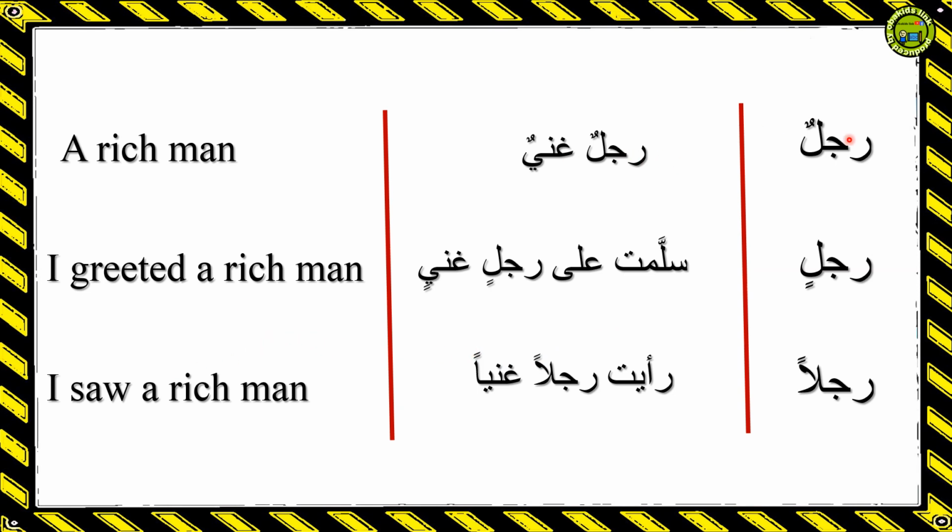So, the reason why this indefinite noun takes dammatani is because of its subjective position. The reason why this one takes kasratani is because of its prepositional object position. The reason why this takes fathatani is because of its objective position.